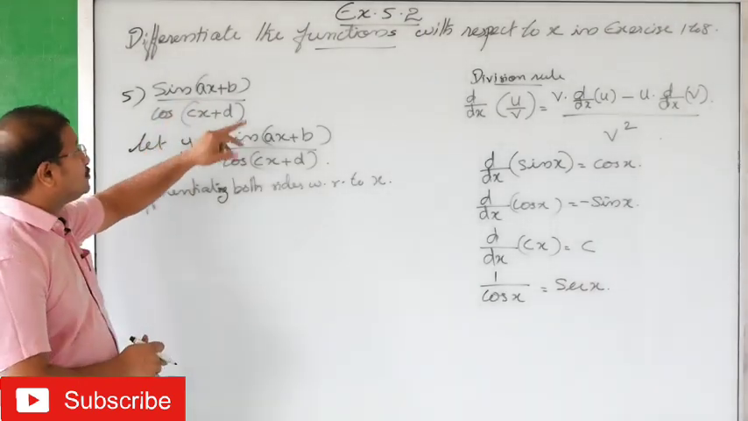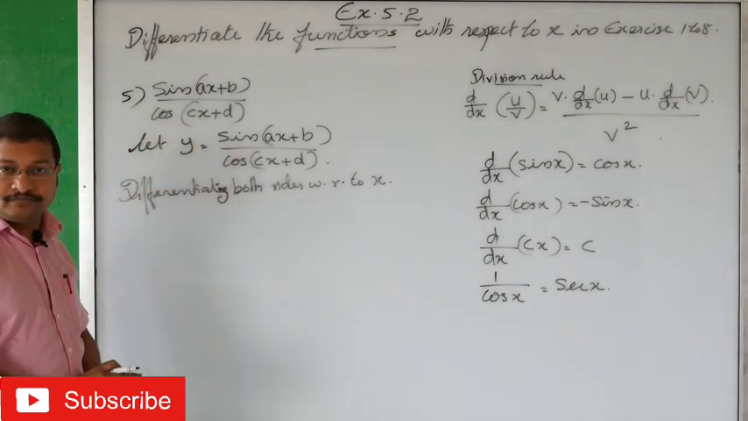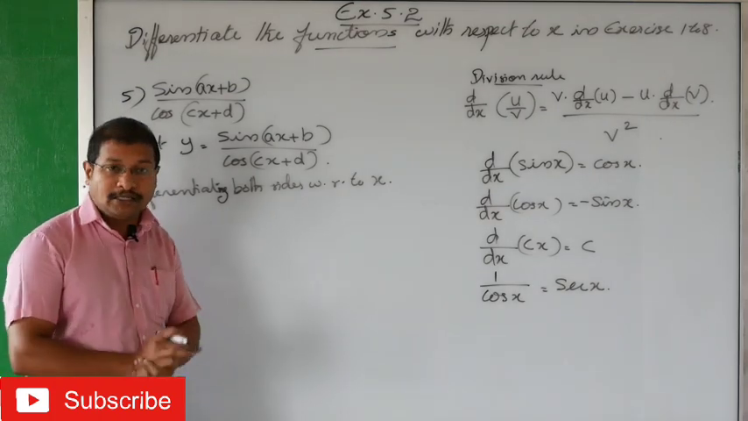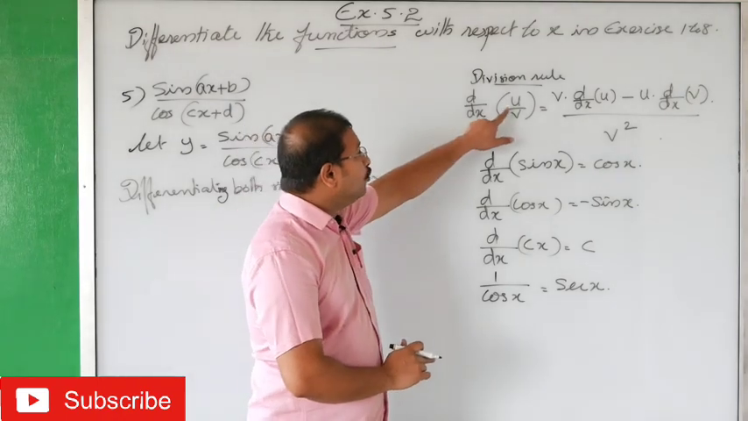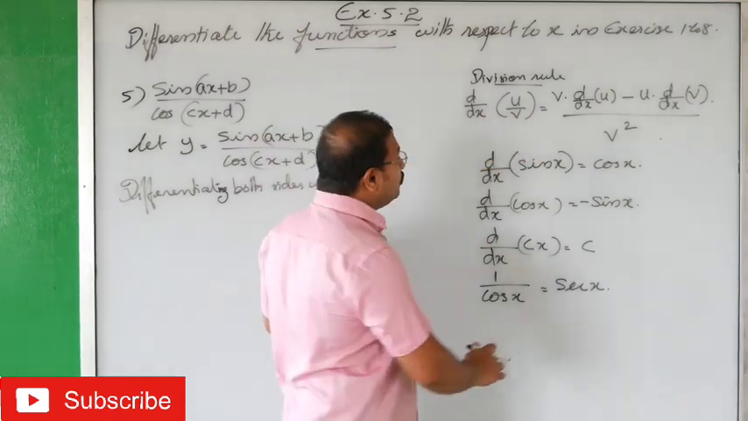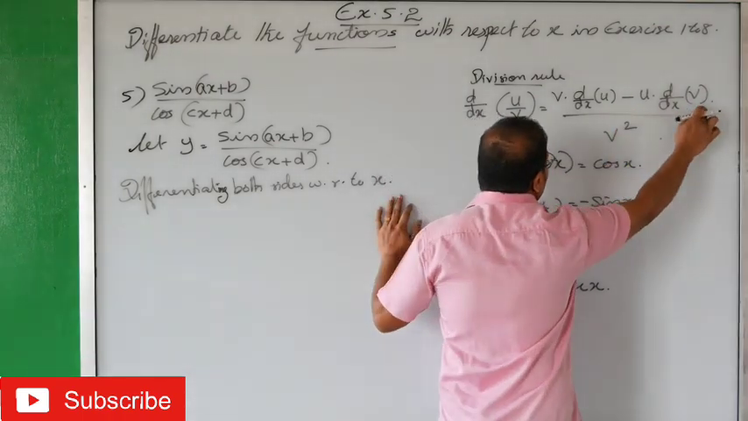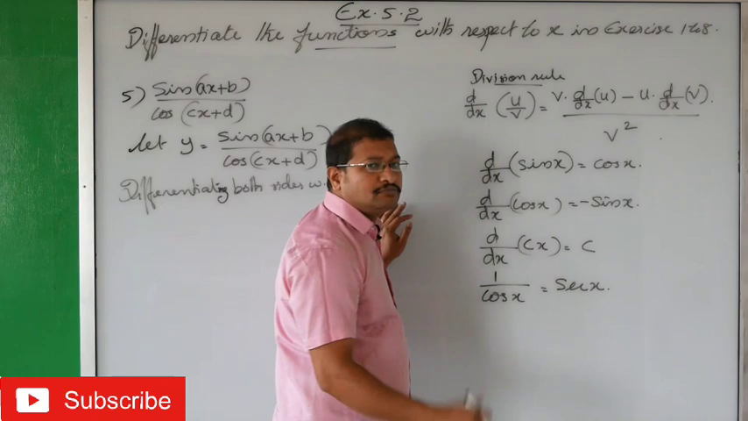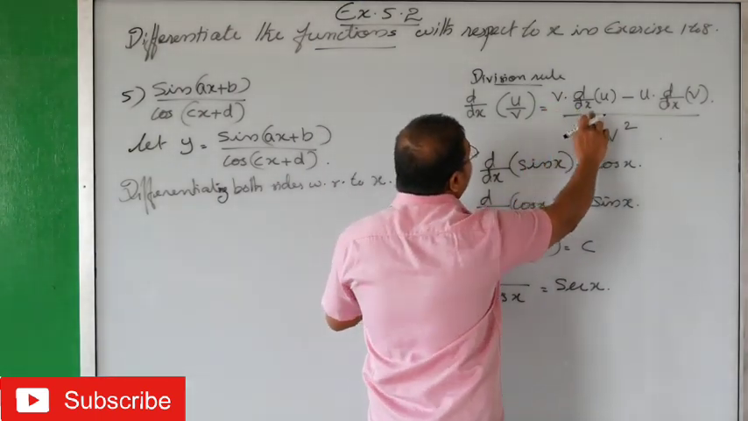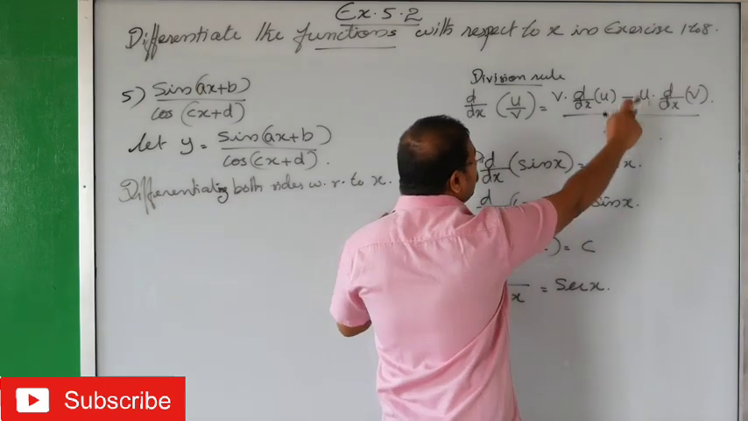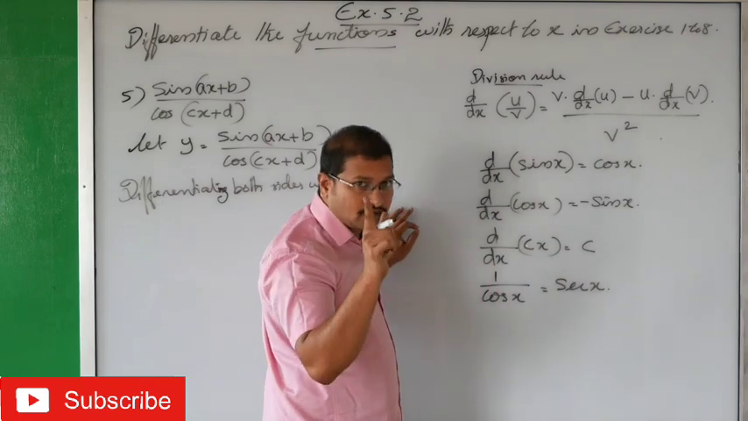The next question, question number 5. Sine of (x plus b) divided by cos of (cx plus d). Of course, we need to know some of the formulas. Let us see the first one, division rule. Derivative of u by v equals v into derivative of u minus u into derivative of v, by v square. Meaning how is it? Denominator into derivative of the numerator minus numerator into derivative of the denominator, divided by denominator square.